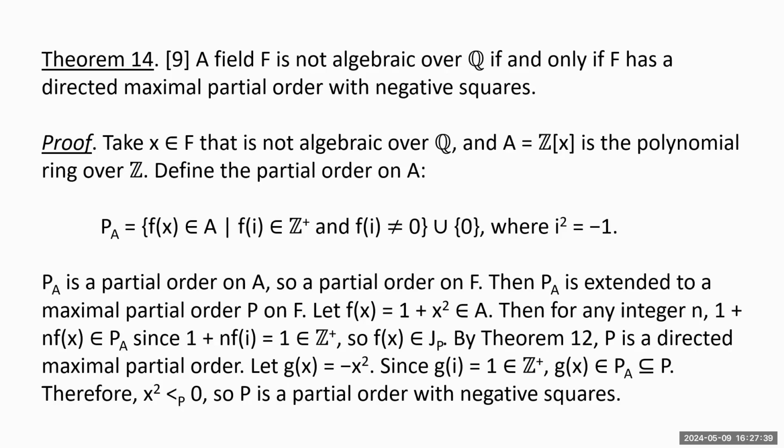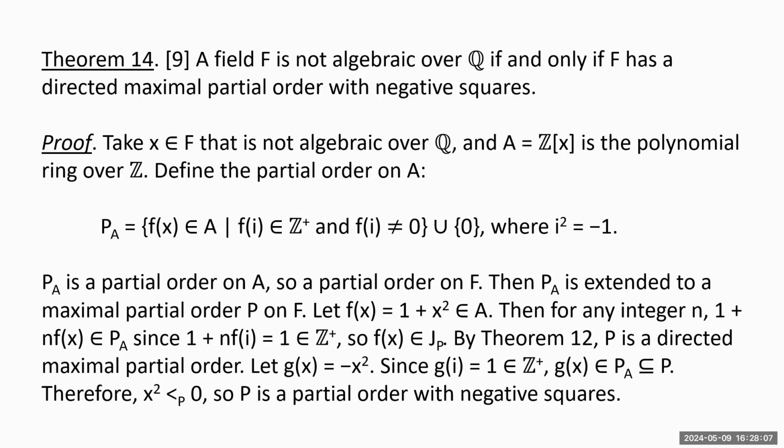Now consider f(x) equal to 1 plus x squared. For any integer n, 1 plus nx will be in P sub A, because if we evaluate the function at i, then we get 1, because f(i) will be 0. So by Theorem 12, this will be a directed maximum partial order.